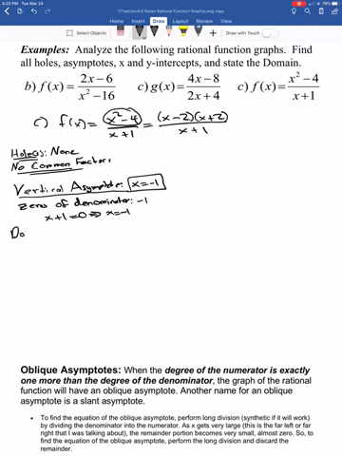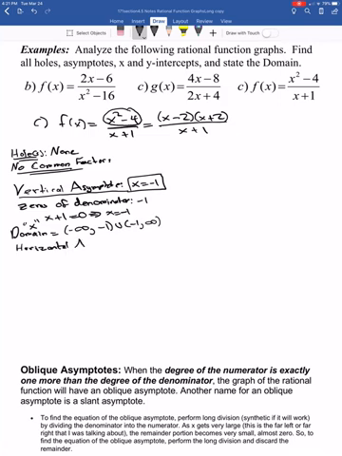Let's go ahead and write in the domain. We already know what the domain will be: all the real number values of x, every real number except negative 1, the only undefined value. So x less than negative 1 or x greater than negative 1. Let's move on.